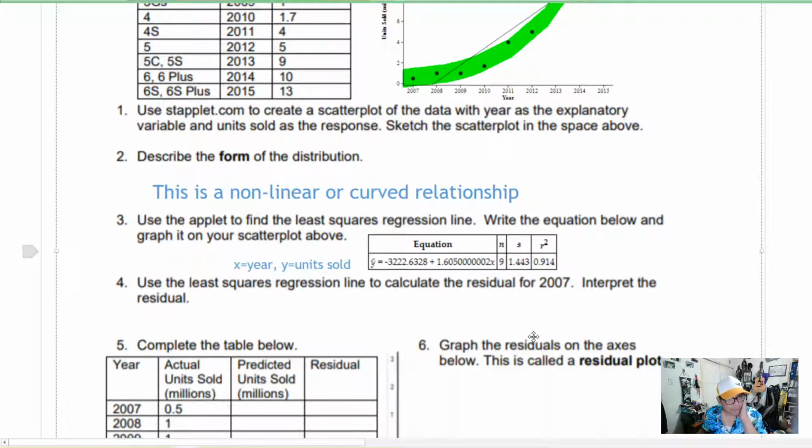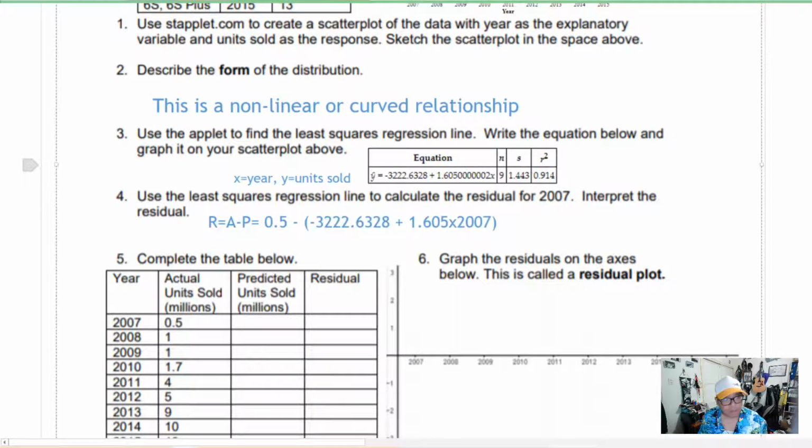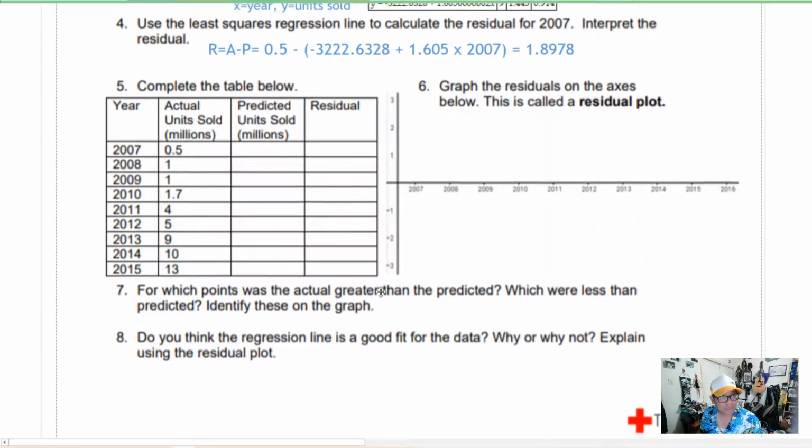Let's calculate the residual for the year 2007. The residual is equal to actual minus predicted. The actual is 0.5. The predicted is negative 3,222 plus 1.605 multiplied by 2007. That gives me 1.8978. All right, so since we have all of this, we can fill out this table here with the predicted values and the residuals. We'll take a minute to do that.